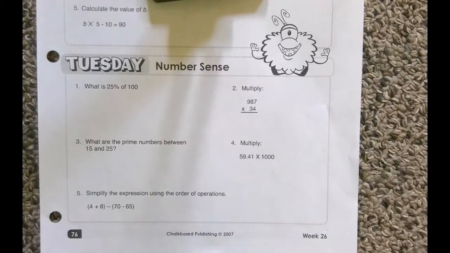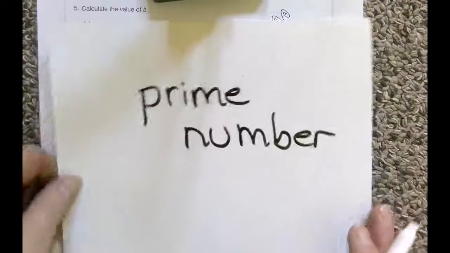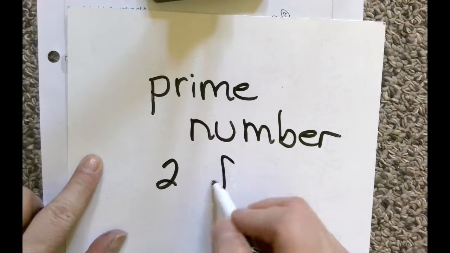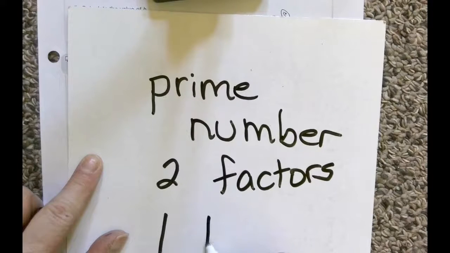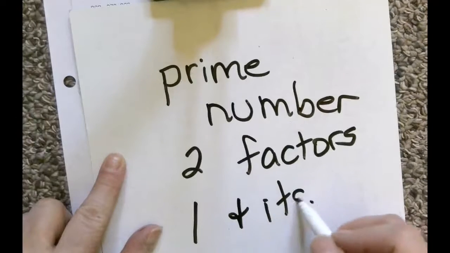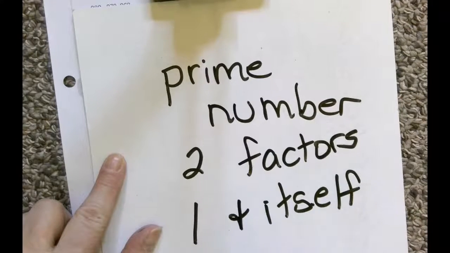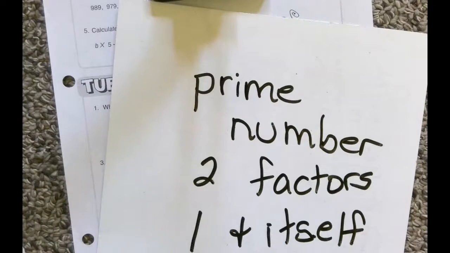What are the prime numbers between 15 and 25? Now, if you remember, a prime number is any number that only has 2 factors. And I'd like you all to tell me what 2 factors all prime numbers have. So prime number, 2 factors only. What are they? 1 and itself. So the number 1 and whatever number you're talking about are the only factors that a prime number has.